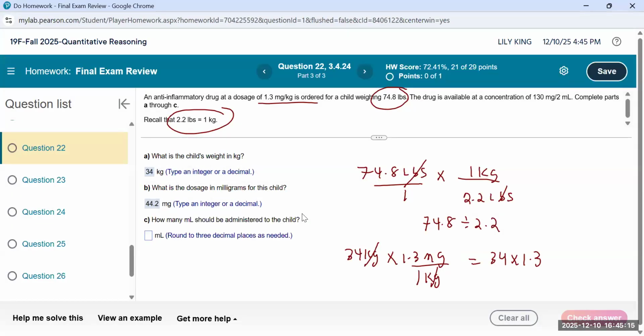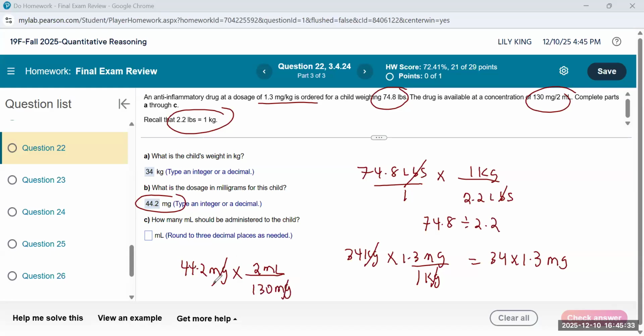And then for mL, you take the answer from part B. So you take your milligrams and then apply the concentration of the drug. So 44.2 milligrams. And you have to flip that rate with your 2 mL on top and your 130 mg at the bottom. So this is 44.2 times 2 divided by 130. And that is 0.68.